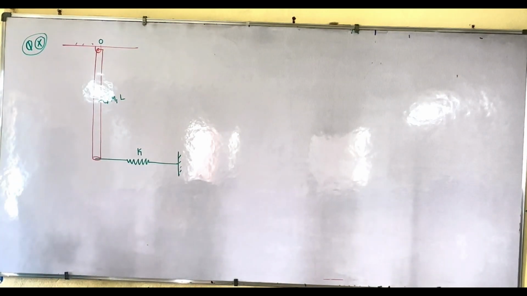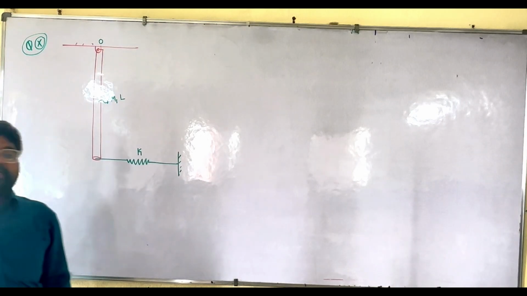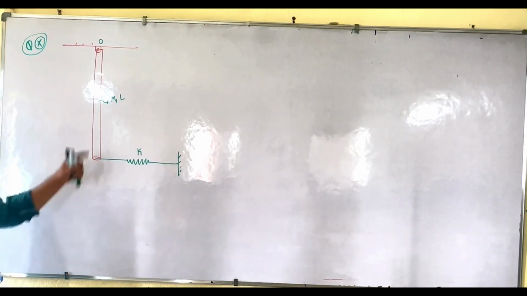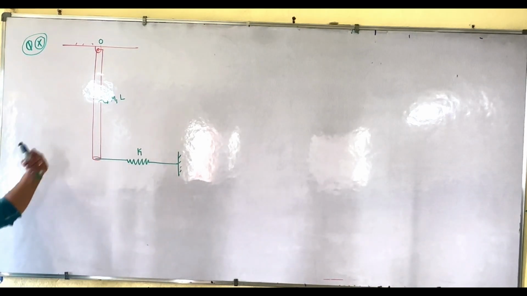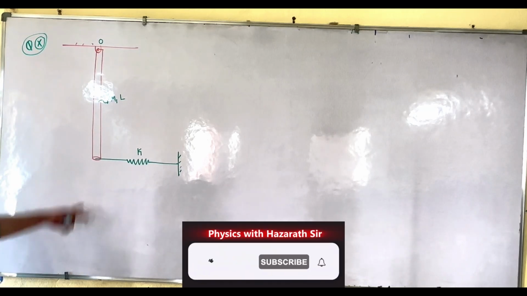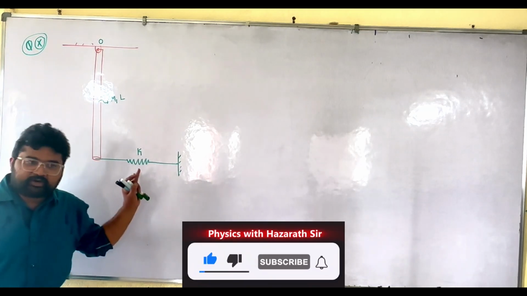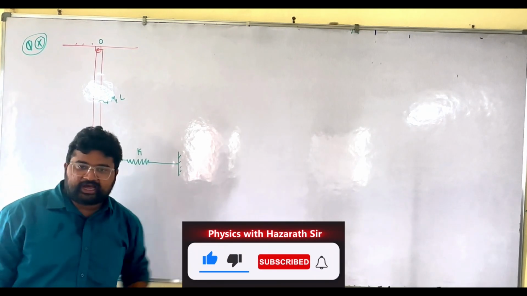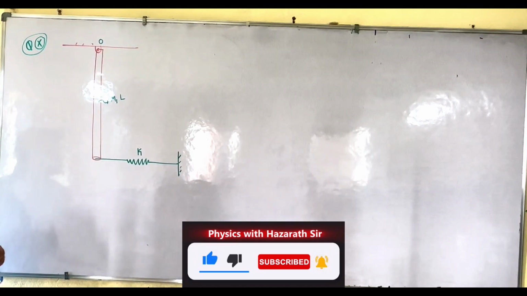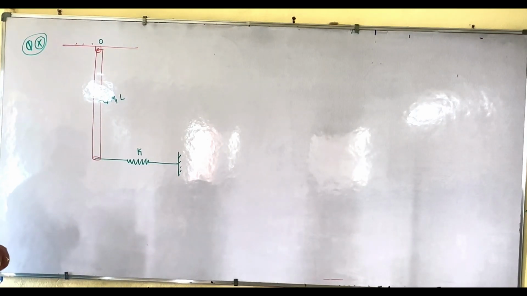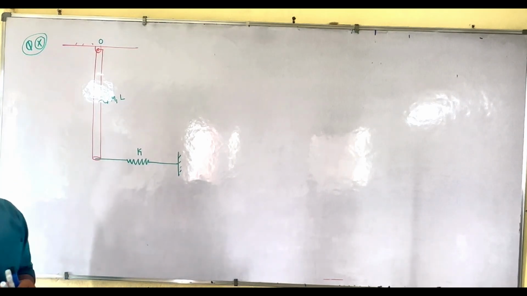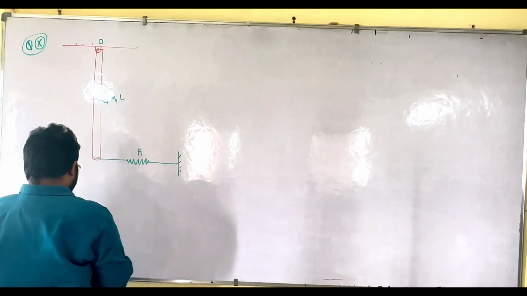Clear? So in this case, the mass of the rod should be considered. The weight of the rod should be considered, weight acting downward. The deformation is horizontal. This is a vertical lever problem. In this case, the weight of the rod must be considered. So what do we need to do?